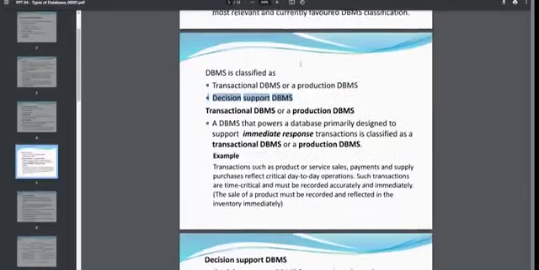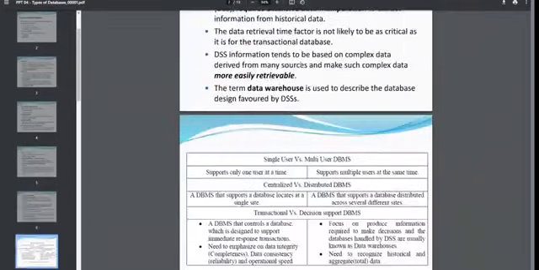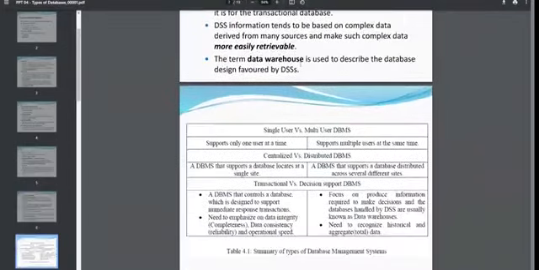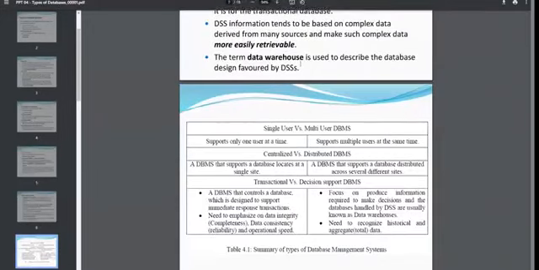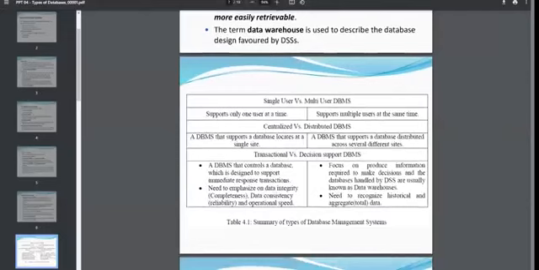Okay, we can compare these transactional and decision support systems, decision support database management systems, in this way. We mentioned these things. And transactional versus decision support systems.